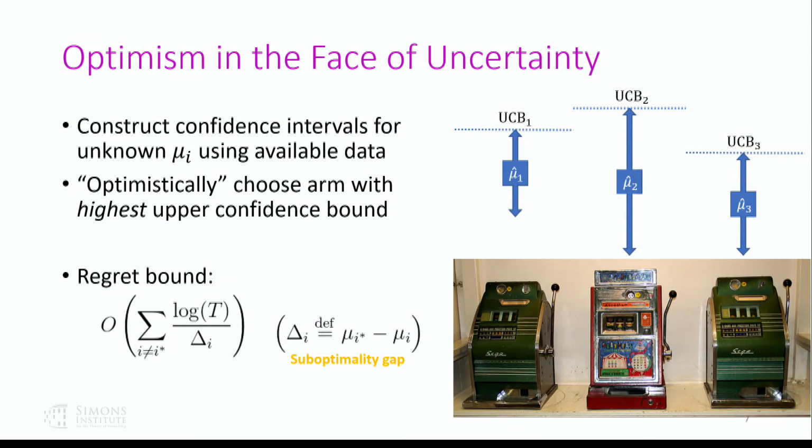That's the number of pulls of each suboptimal arm I'm going to be making, times delta i, because each time that I pull a suboptimal arm, my loss is not 1, my loss is just this suboptimality gap. Turns out that this is also optimal. Their lower bounds match this upper bound.